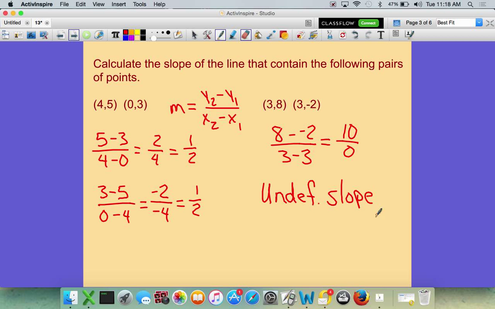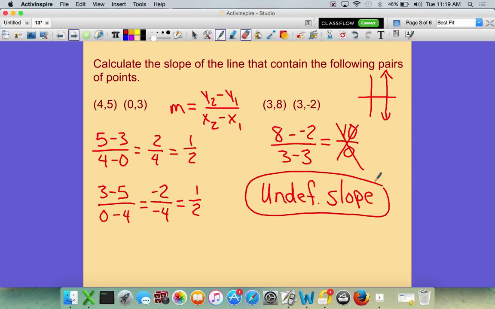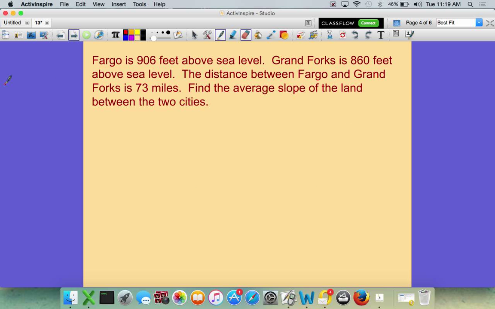All right, and this is a situation where if we were to graph this out, we'd come over 3, and we'd have a straight line going up and down at 3. An undefined slope means that the line goes straight up and down. So whenever you see that, I don't want to see this answer. I want to see this answer. This is the most correct answer there. It's an undefined slope.